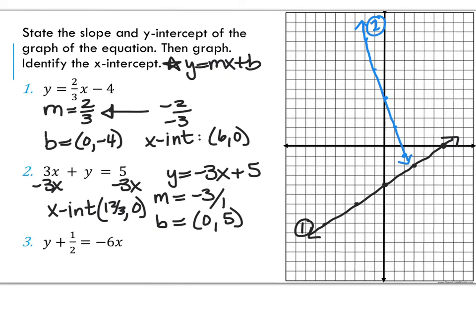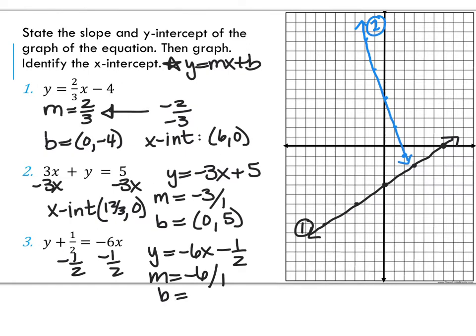So in number 3, again, it is not in slope-intercept form. We need to solve for y. I have a positive 1/2 that is with the y, so I need to move over that positive 1/2. So I'm going to subtract it. So I get y equals negative 6x minus 1/2. My slope, again, is a whole number, this time negative 6, so I'm going to put it over 1. My y-intercept is negative 1/2. Don't forget that negative sign with that y-intercept. And then I'm going to go ahead and graph that.